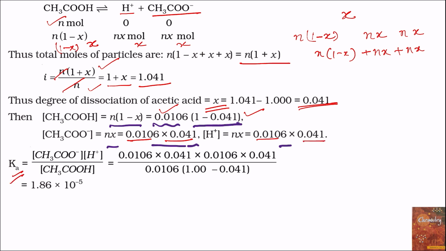Value of Ka, acid dissociation constant, is the product of the concentration of products, acetate and H plus ion, divided by the concentration of reactant, that is acetic acid. Putting the values for the concentrations of acetate ion, H plus ion and remaining acetic acid from equations 1 and 2, we get value of Ka is equal to 1.86 into 10 to the power minus 5.